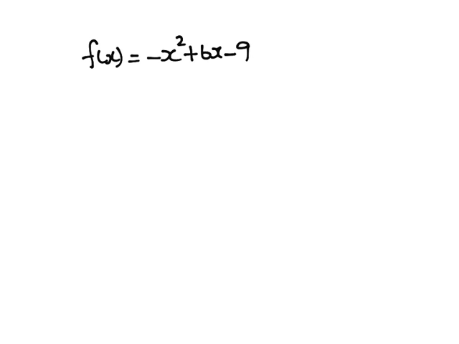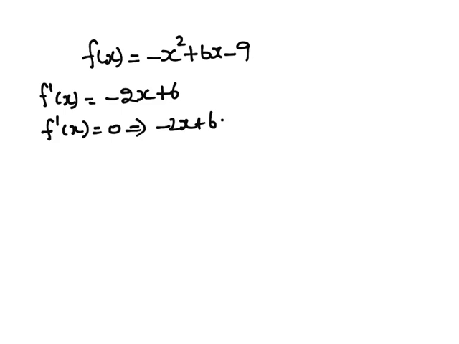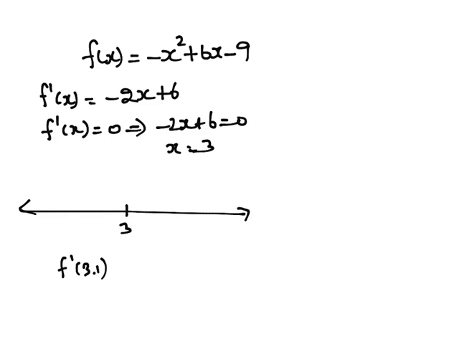f of x equal to minus x square plus 6x minus 9. So let me find f dash of x, which is minus 2x plus 6. I'll equate f dash of x to 0. So f dash of x equal to 0 implies minus 2x plus 6 equal to 0, which means x equal to 3. So I'll draw a number line. I'll write 3 here. Then I will take a value above 3, let's say 3.1, and substitute in the function. So f dash of 3.1 is minus 2 into 3.1 plus 6, I'll get minus 0.2, which is negative.